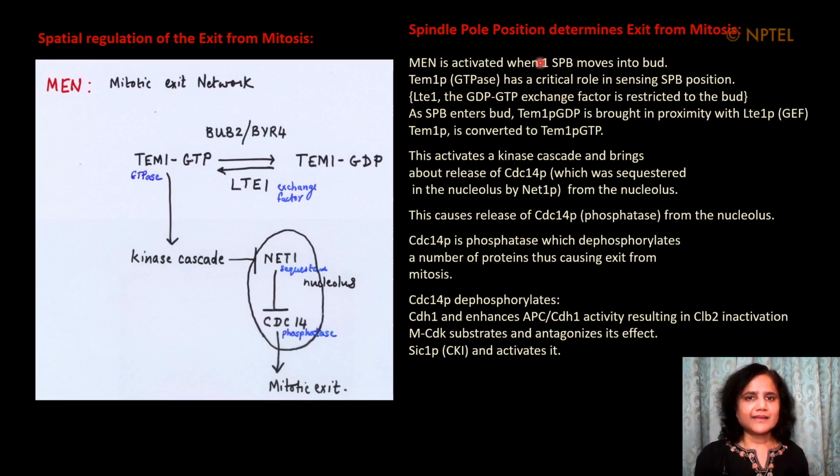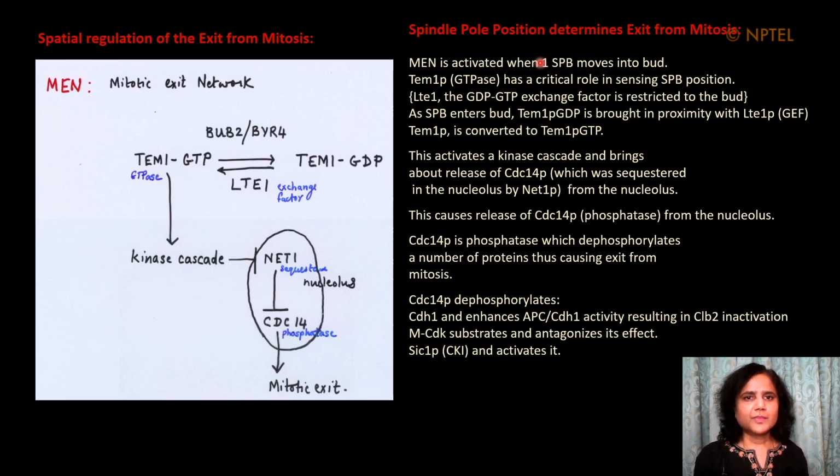MEN is activated when one of the spindle pole bodies moves into the daughter bud. And there is a protein, TEM1P, a GTPase, that has a critical role in sensing the spindle pole body position. A protein known as LTE1 is the GDP-GTP exchange factor for TEM1, and its localization is restricted to the bud.